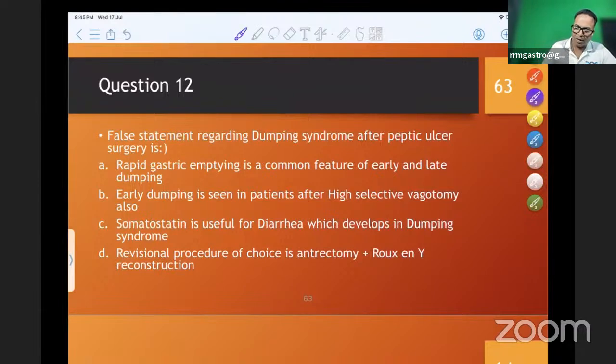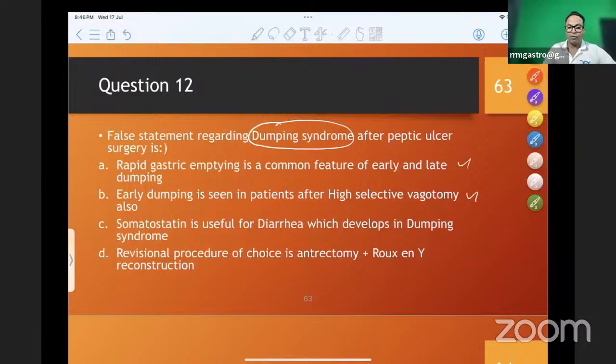So coming to question number 12 from the stomach chapter, dumping syndrome. The false statement regarding dumping syndrome after peptic ulcer surgery is: rapid gastric emptying is a common feature of early and late dumping; early dumping is seen in patients after highly selective vagotomy; somatostatin is useful for diarrhea happening in dumping syndrome; revision procedure of choice is antrectomy with Roux-en-Y reconstruction.